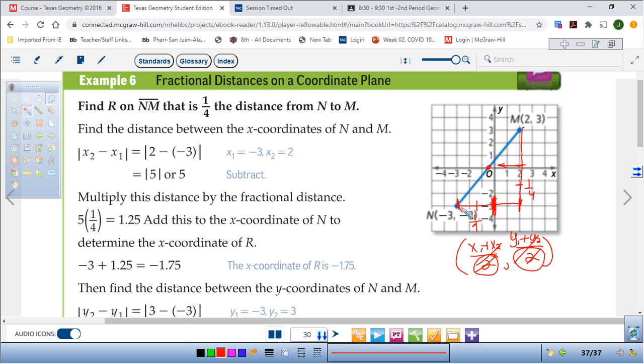If we go 1/4 of the distance in this direction, make sure you know which direction you're going. I could go 1/4 the other way, but you'd be wrong. You're going 1/4 this way. When you go 1/4 from N to M, you're going in this direction. If you go up 1/4, you'd be about here, giving you the coordinate we want. So that's the idea we're going to do today.